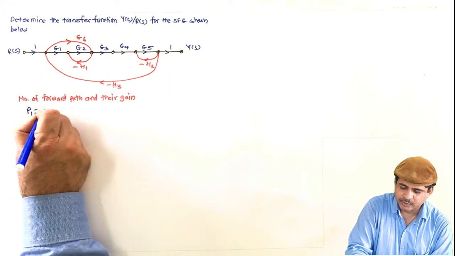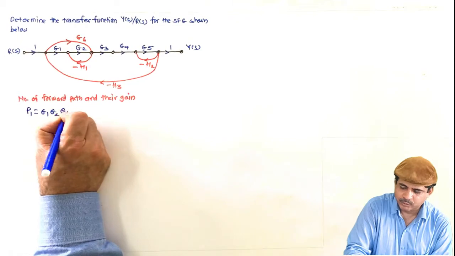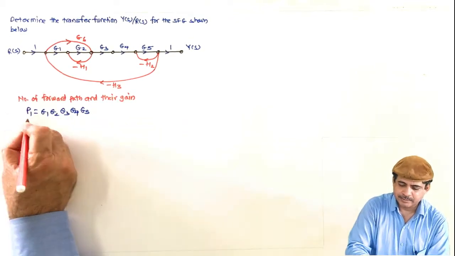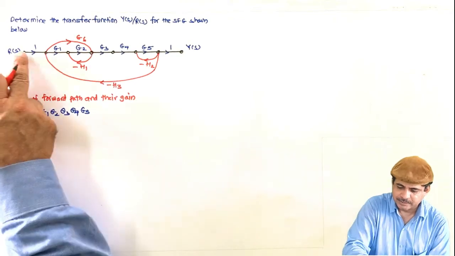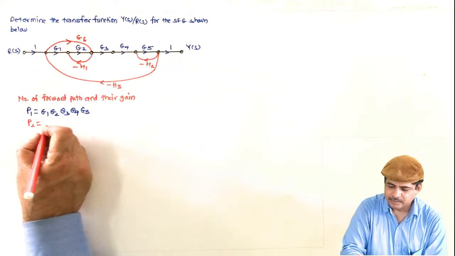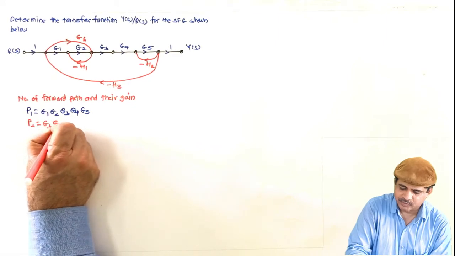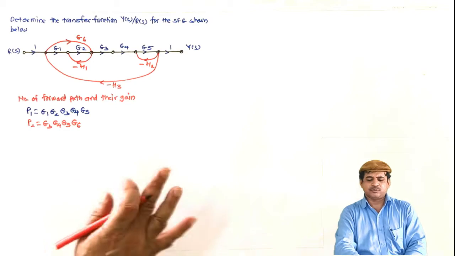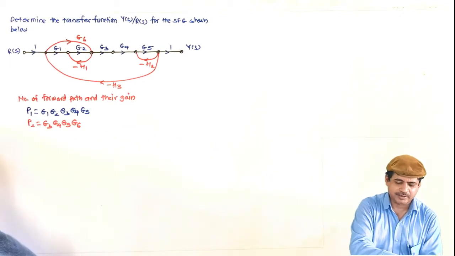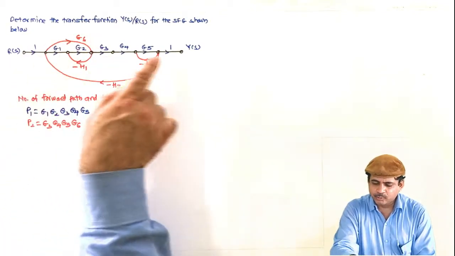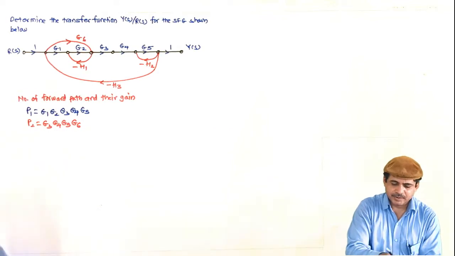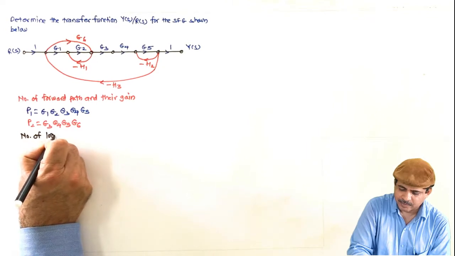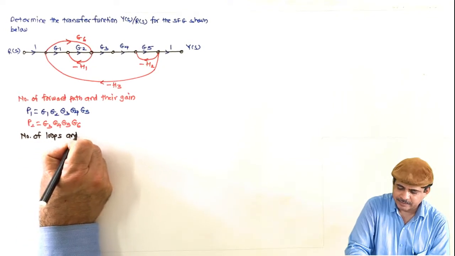So P1 is equal to G1, G2, G3, G4, G5. Then P2 is also there, this one. So it is G3, G4, G5, G6. Actually G6 comes first, but purposely I have done this to maintain the chronological order. So only two forward paths are there. Then next is the number of loops and their gain.